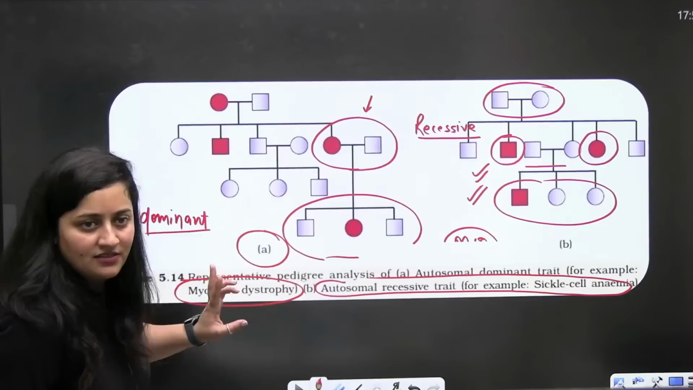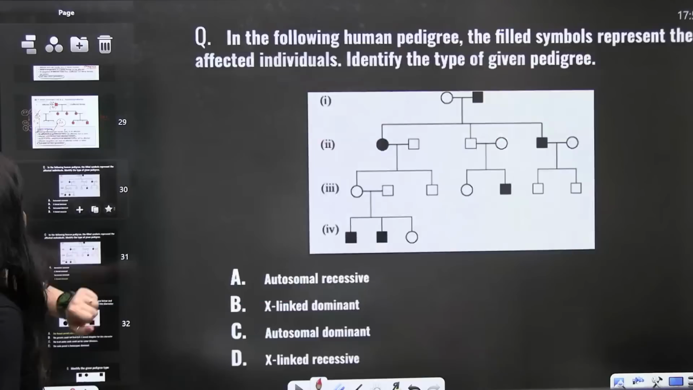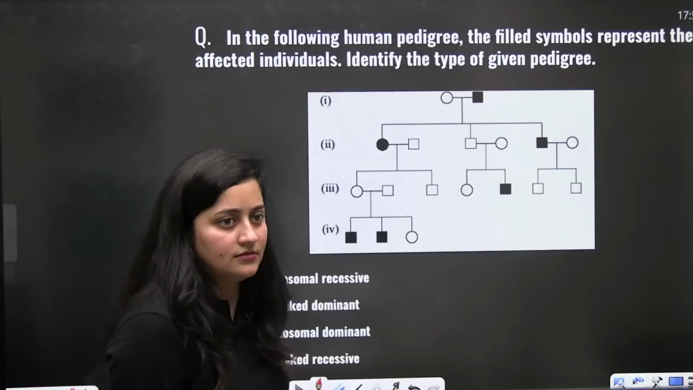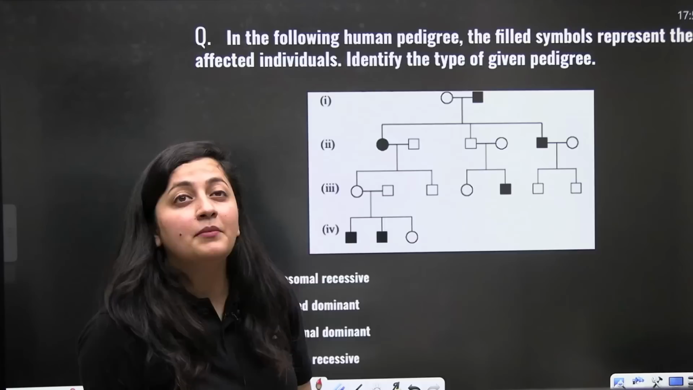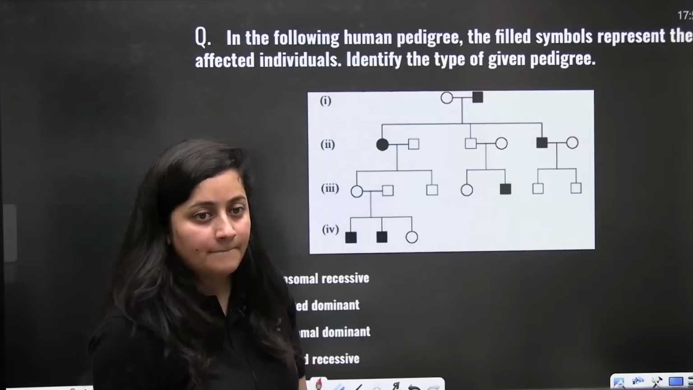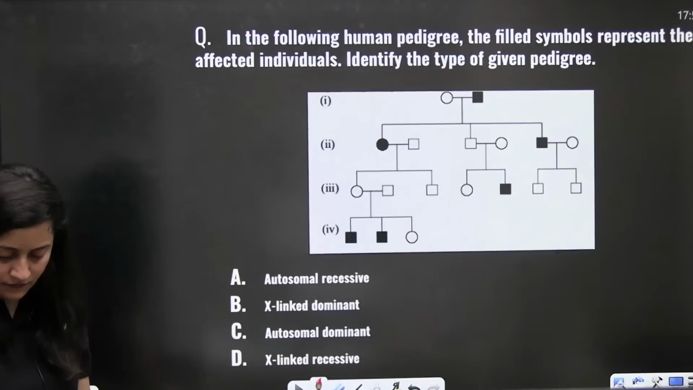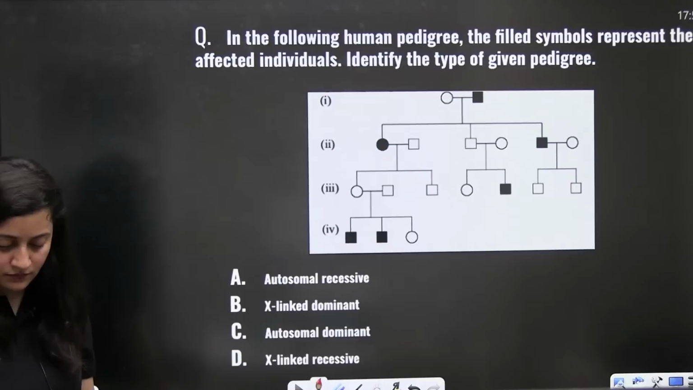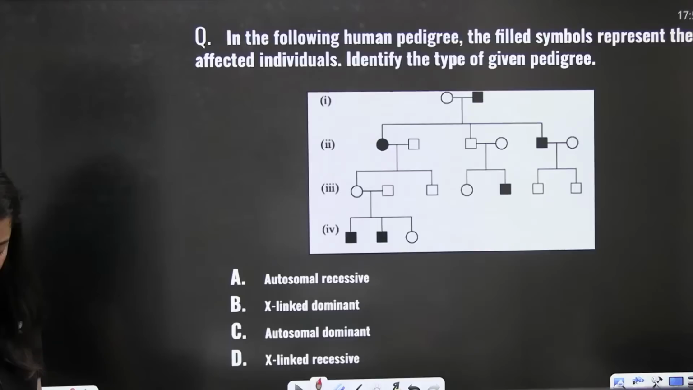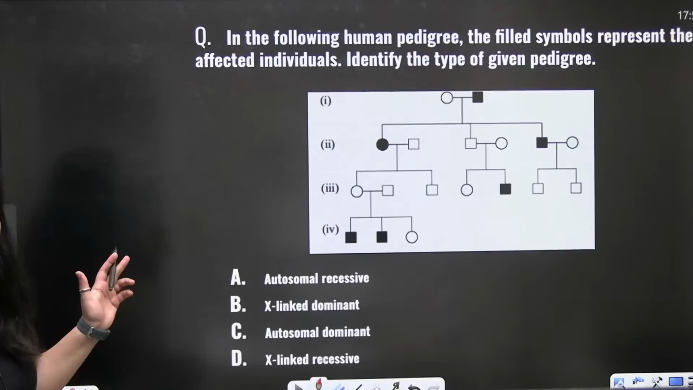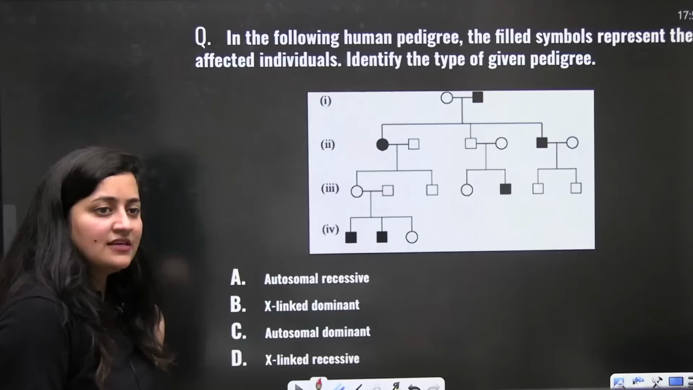Now answer this question quickly, then we'll start our third concept. That is very easy, and you have to solve a minimum of 10 questions. Answer it, kids. Quickly, all of you answer the question.